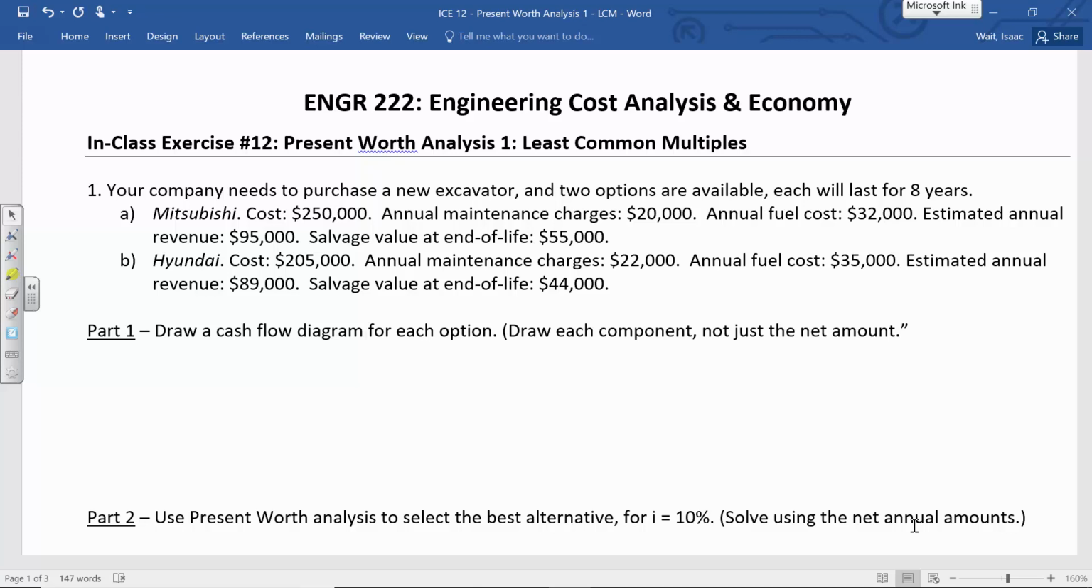Okay, so I tell you on part 1 to just draw each component, not just the net amount, when you're doing the sketch of the cash flow, but then on part 2 you can use the net amounts when you're solving. I'm going to give you the 4% and the 10% table. I'll hand those out in just a second here.